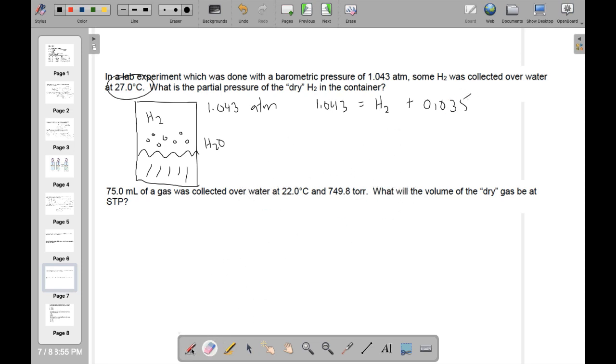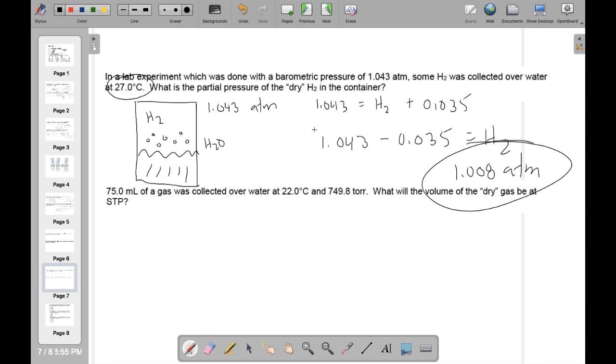Now all I have to do is 1.043 minus 0.035 equals H2. And it's around 1.008 atmospheres. So they're trying to throw you for a loop with that vapor pressure question. All right, down here. This is definitely the hardest question here.